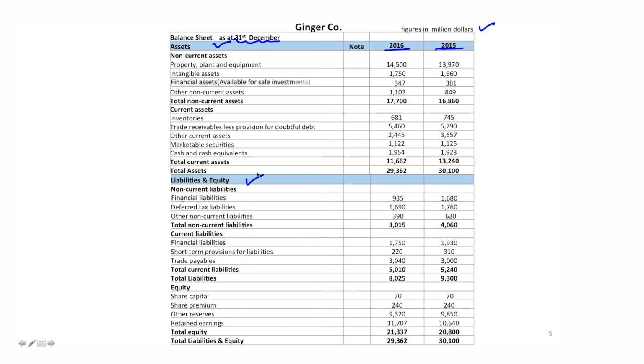If you remember the question that was asked earlier by Clever, whether assets are to be on the top or liability and equity on the top, you can see here in Ginger Company that assets are on the top and liability and equity follow the assets. The interesting part, as the name suggests, is that the balance sheet should always balance, and therefore the total of assets, which is 29,362, should balance with 29,362, that is the source of funding the assets.